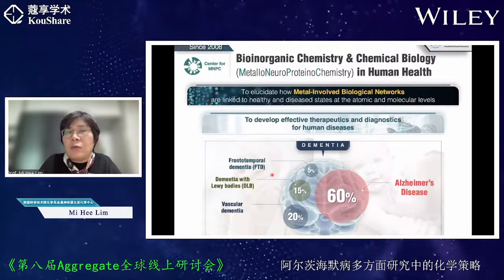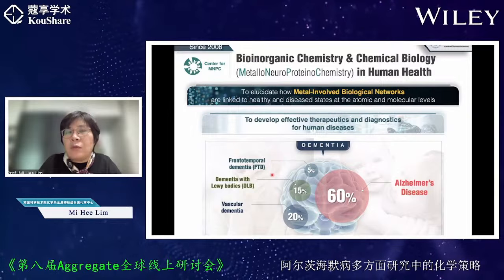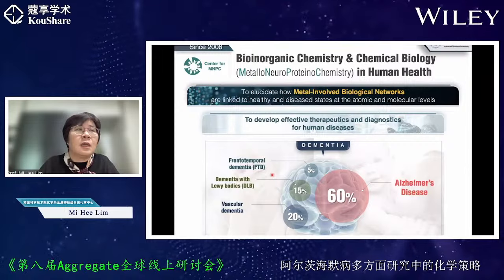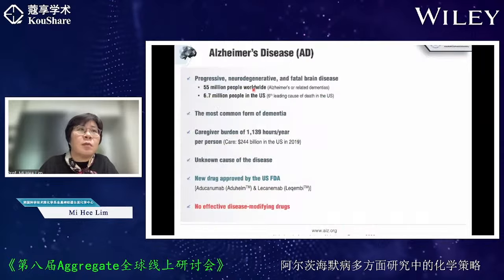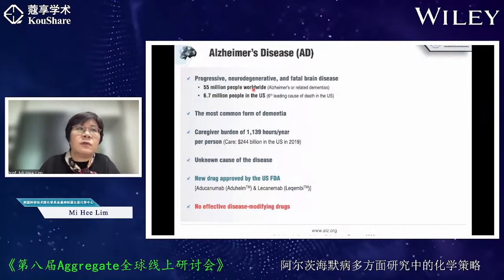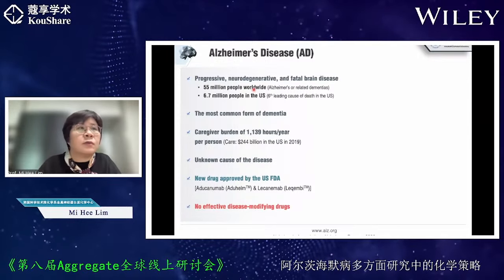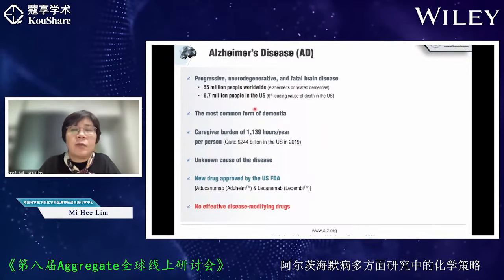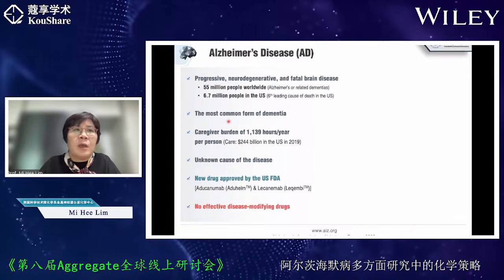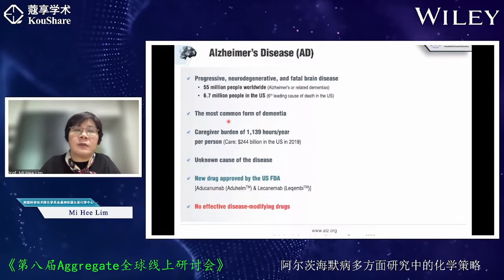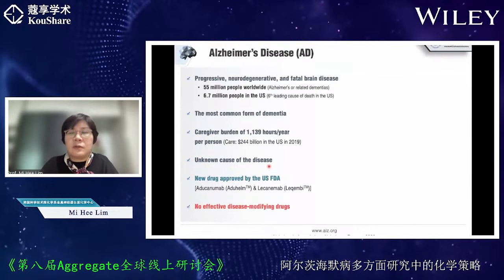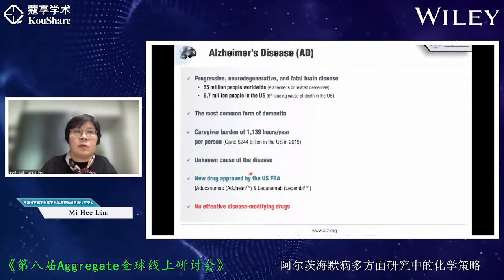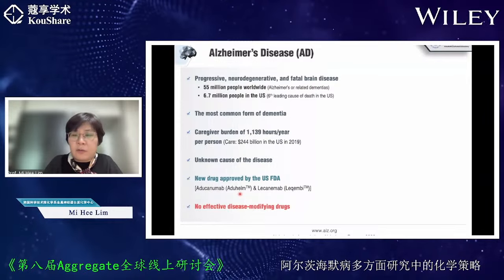As you know very well, Alzheimer's disease is a progressive neurodegenerative and fatal brain disease. More than 50 million people worldwide are suffering from Alzheimer's or related dementia. Alzheimer's is the most common form of dementia, but unfortunately, we don't know what the actual cause of this disease would be. Recently, the US FDA has approved two new drugs, aducanumab and lecanemab. They are human-derived antibodies, but unfortunately, due to side effects and availability, the use of these drugs has been very limited. So I would like to emphasize that there are no effective disease-modifying drugs available for Alzheimer's disease.